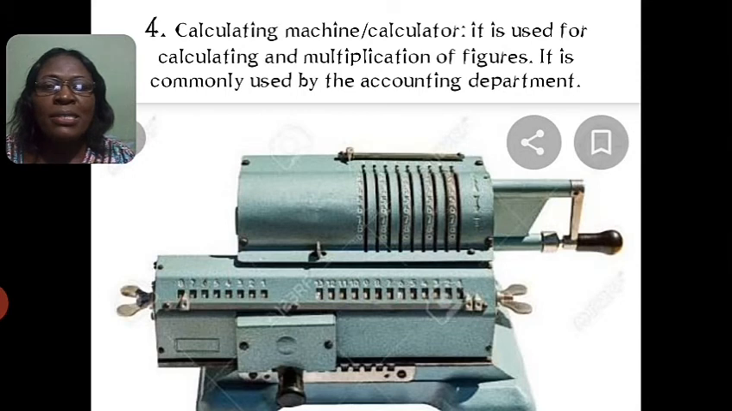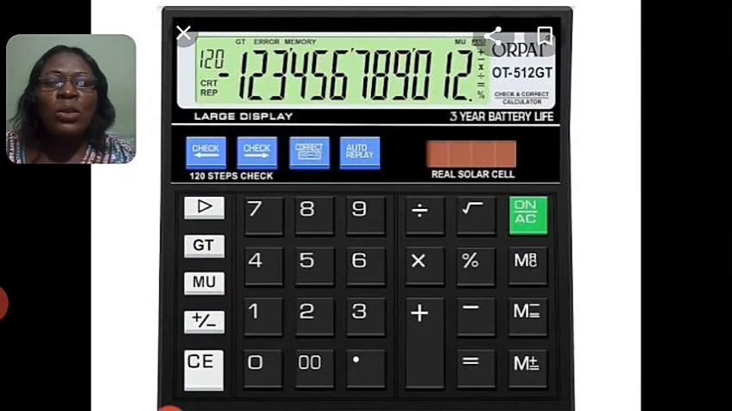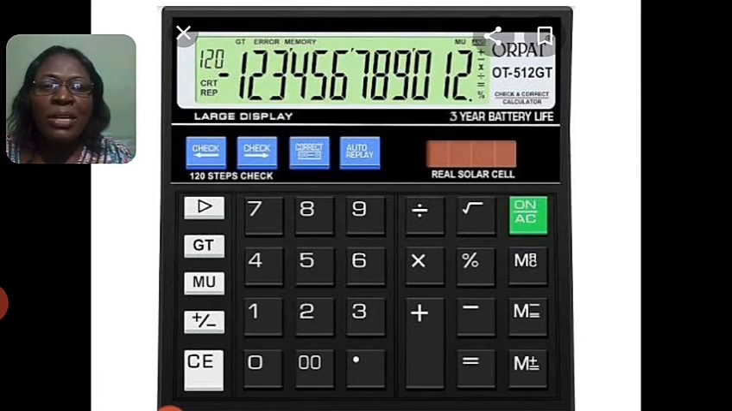The one you are seeing now is the oldest form of calculating machine. If you look at it very well, you will see the figures being engraved on the machine. It's commonly used by the accounting department to calculate or add figures. But in modern times, the one you students might be familiar with is the one you are seeing now. That is the normal calculator. So this normal calculator has outplaced the one I showed you before.